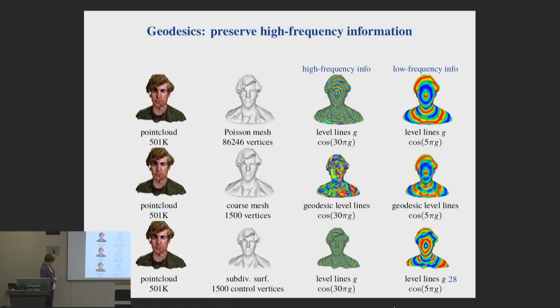And what you observe is that we fit a fine mesh with robust Poisson reconstruction to the point cloud. We collapse this mesh to have something the same size as our subdivision, and when we compute geodesics on them, the high-frequency information of the geodesic is completely lost in the coarse mesh, but we're able to capture it.